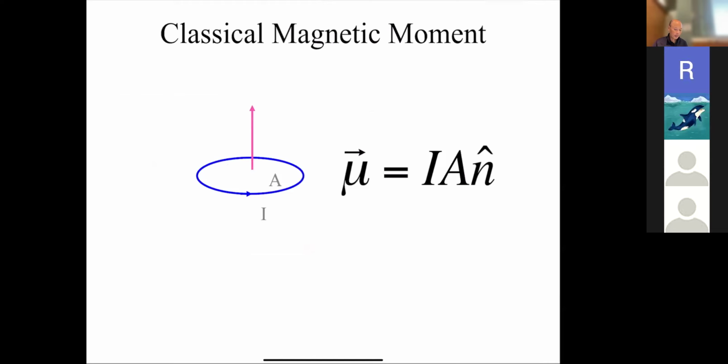And so let's look at a classical magnetic moment. So let's say you had just a loop with a current going through it. Then if I had something with the cross-sectional area of A, and it had a direction vector n hat and a current I, then the magnetic moment mu would point in the same direction. Okay.